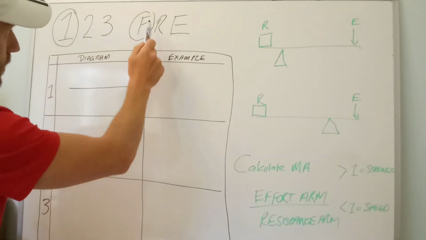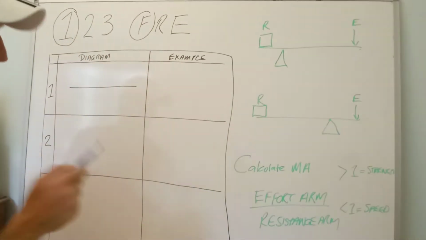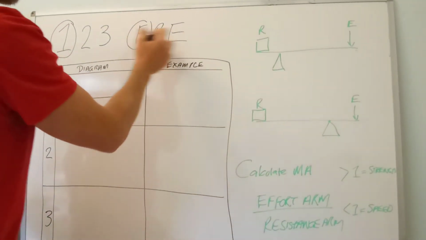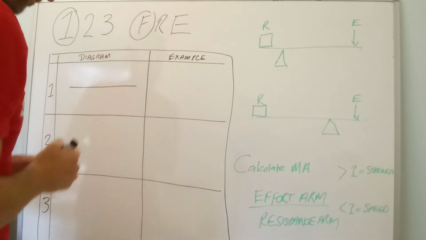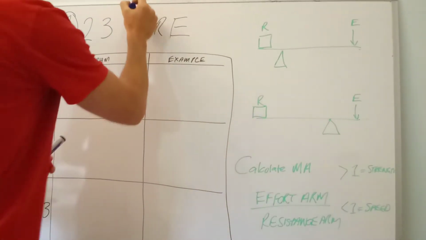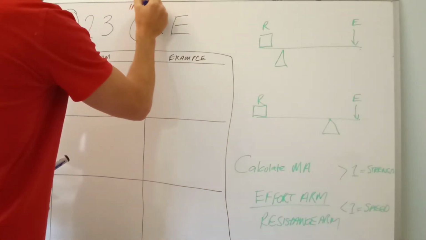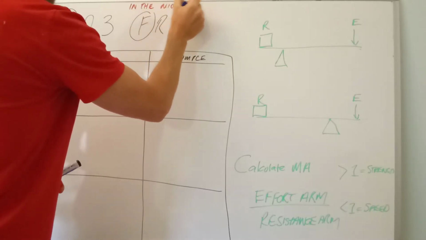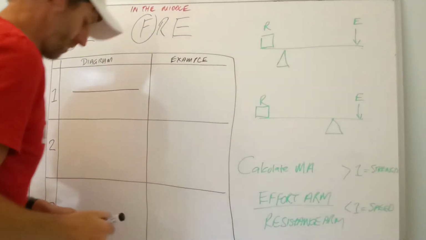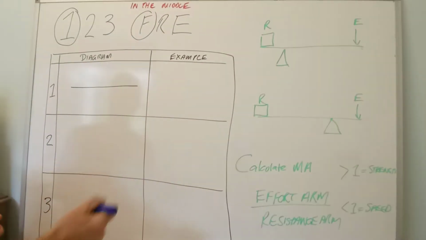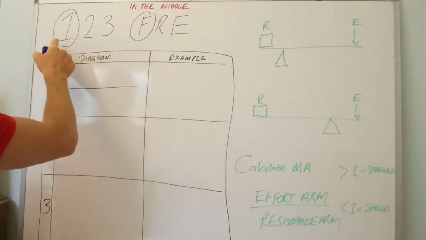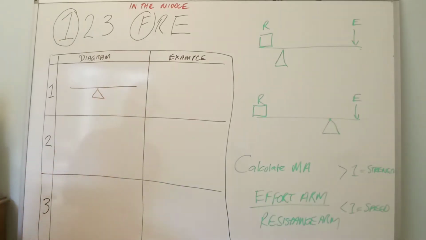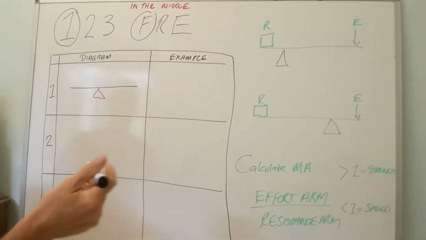So nice and quickly, a class 1 lever system. The first one here, the F is in the middle of the diagram. So first up we have the fulcrum. So class 1, the fulcrum is in the middle. Bang. So let's do this as we go.